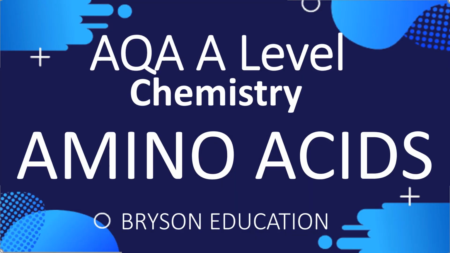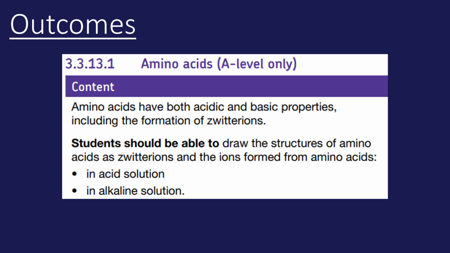This is AQA A-level chemistry and it's looking at amino acids. So this is what the specification wants us to do. By the end of this video, we need to know the structure of amino acids and to be able to draw those structures in terms of zwitterions, or what they'd look like in acidic conditions or in alkaline conditions.